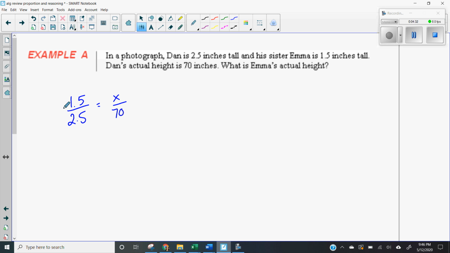Now, here's my thought process. This left-hand side represents the picture height. Right, so if I'm comparing picture height, this would be Emma to Dan. That's important, that I have Emma on the top and Dan on the bottom. The right-hand side then represents their actual height, still in that same order though. Emma is my unknown one, she's x, so Emma's on the top, Dan is on the bottom. Okay, so that's one proportion you could have.